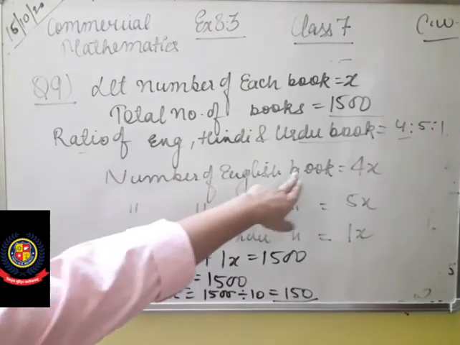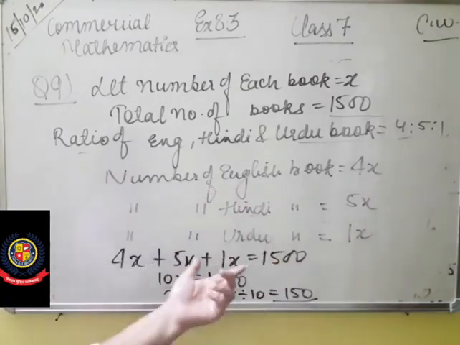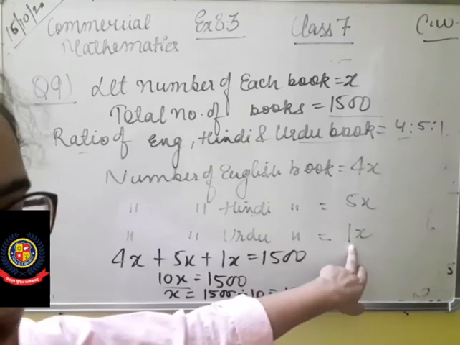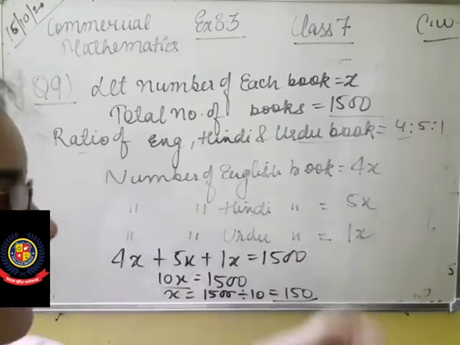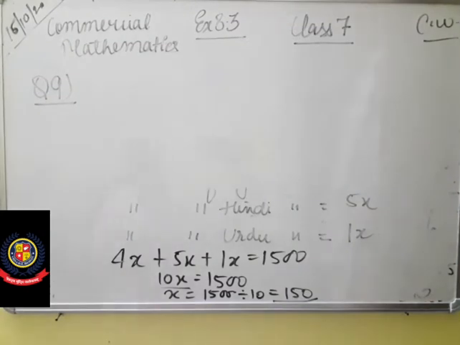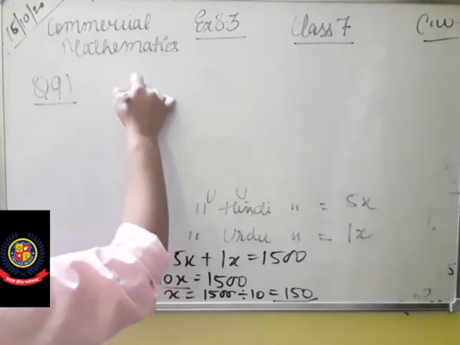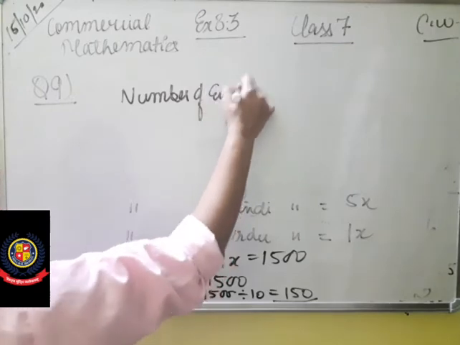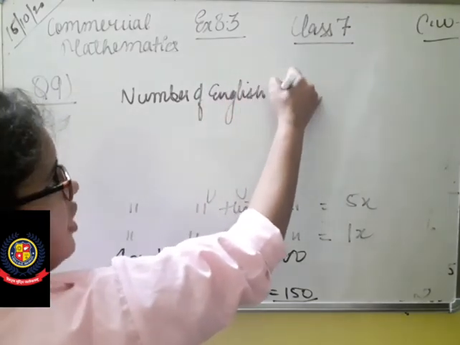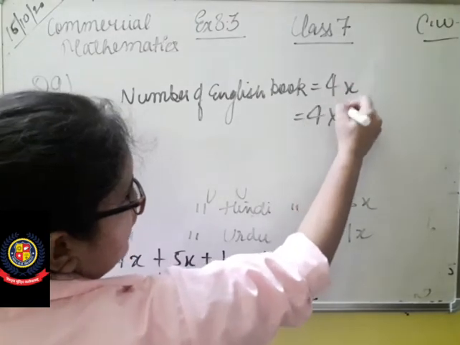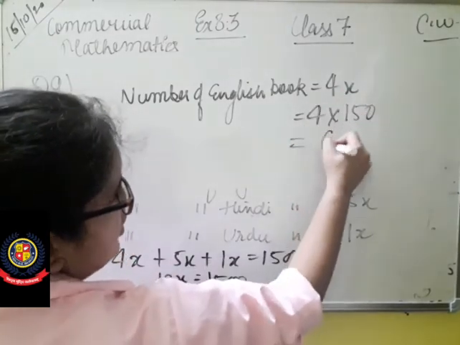Now you have to find the value of English, Hindi and Urdu books. So you can see that we have found the value of x and Urdu books are x only. So Urdu books तो हमें मिल गई 150 है. Now we have to find the number of English and Hindi books. So students, number of English books were your 4x. So that means 4 into 150. So that will be your 600.